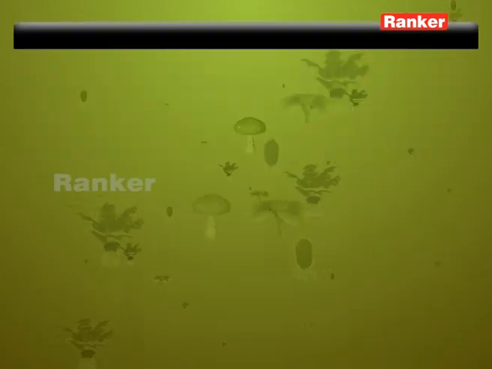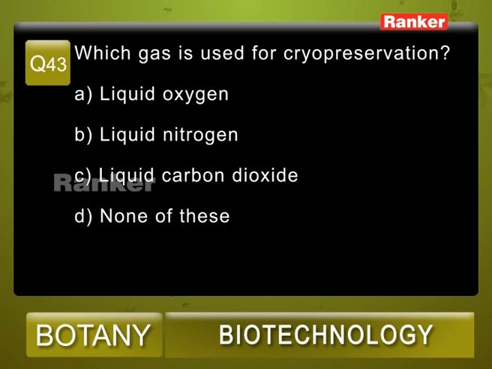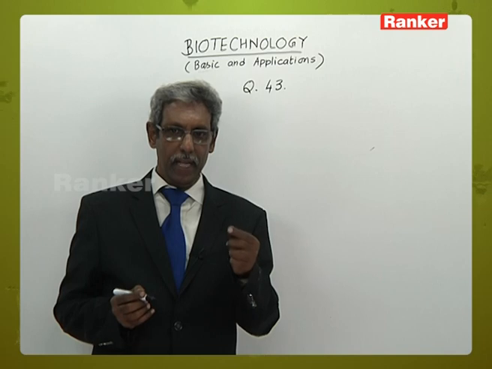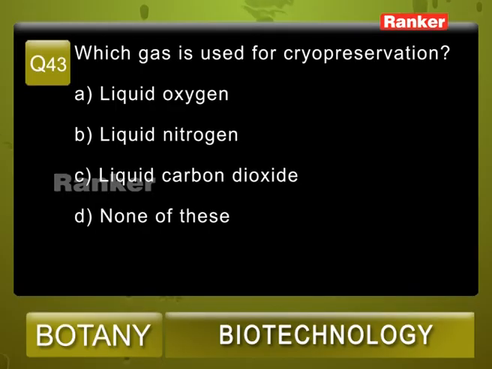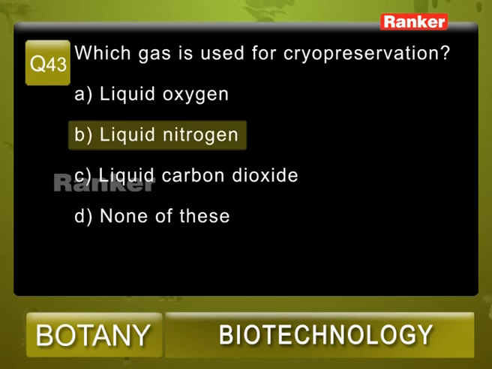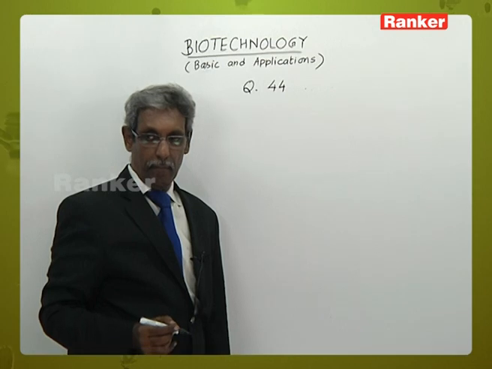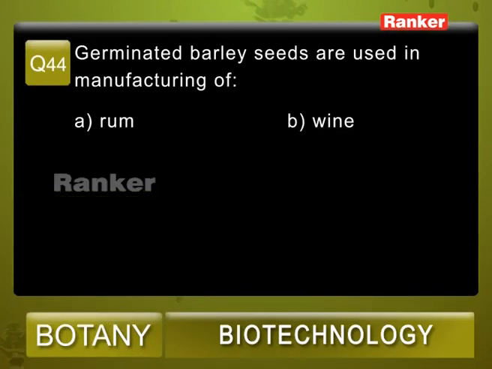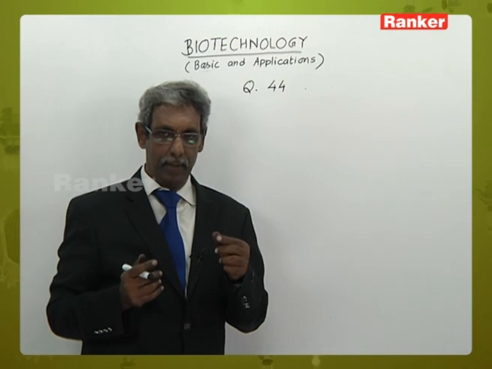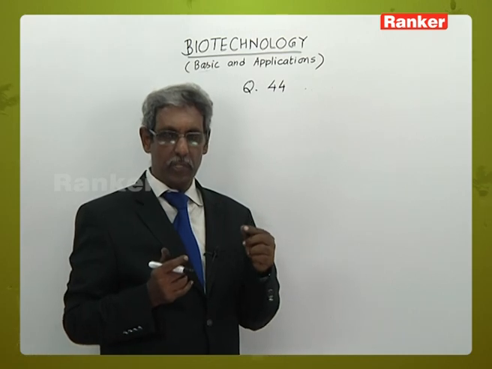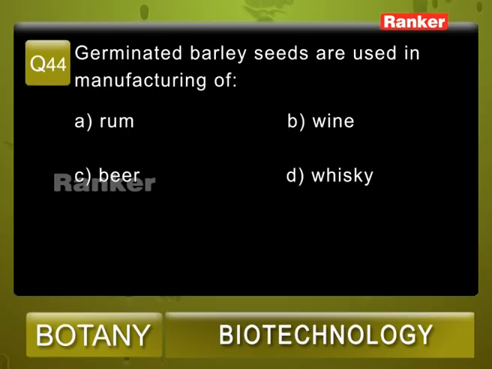The 43rd question asks, which is the gas which is used in cryopreservation? In cryopreservation, living material is put in liquid nitrogen, hence the answer is B. Liquid nitrogen is used primarily at low temperature for preservation of living tissues. We go to question number 44. Germinating barley seeds are used in the manufacture of rum, wine, beer or whiskey. Barley seeds during germination produce alcohols which is used in the manufacture of rum, hence the answer is A.